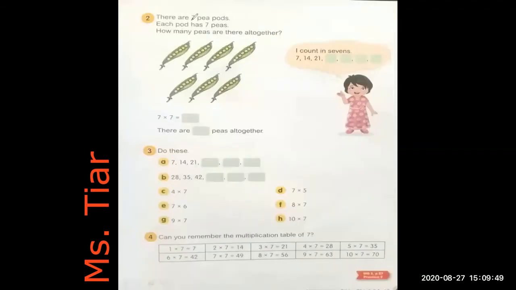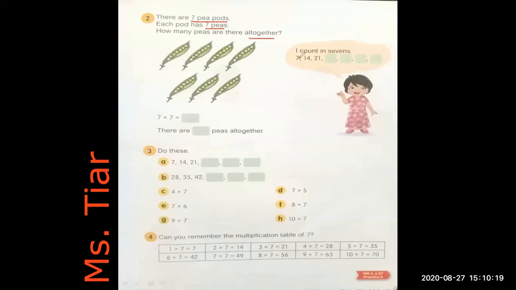How about this? Look at number 2. There are 7 pea pods. Look at this. We have 7 pea pods. Each pod has 7 peas. How many peas are there altogether? So in the groups, there are 7 members. So you have to check how many groups there are over here. We have 1, 2, 3, 4, 5, 6, 7. For multiplication of 7, we say it as counting in sevens. So if this is 7, let's check.